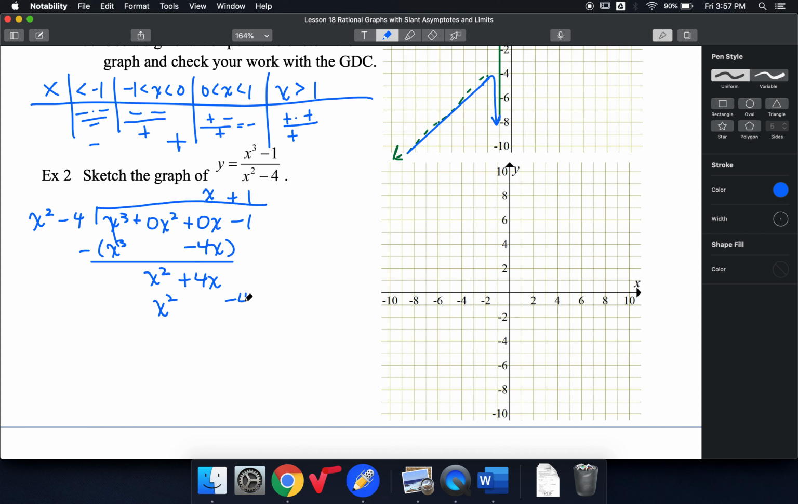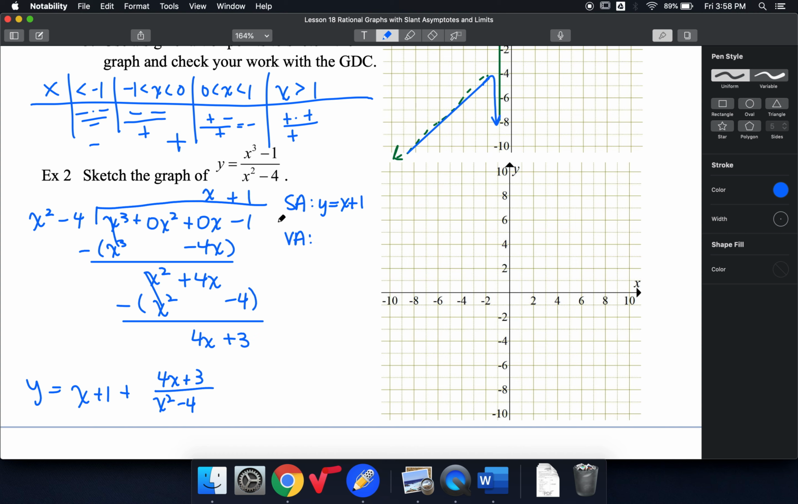X squared minus 4. And then I'll subtract that quantity, and I'll get 4x plus 3. So this is going to be my remainder. So my equation could be rewritten as x plus 1 plus 4x plus 3 over x squared minus 4. So y equals x plus 1 is going to be my slant asymptote. I know asymptotes are equations, so that's my equation.